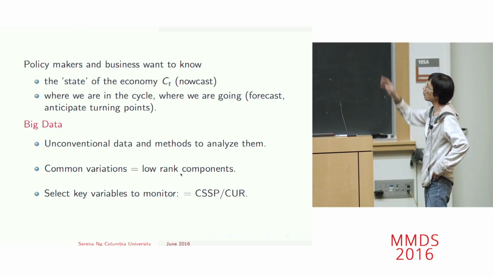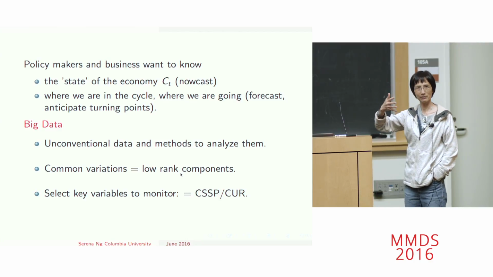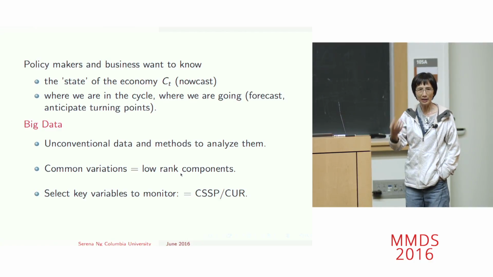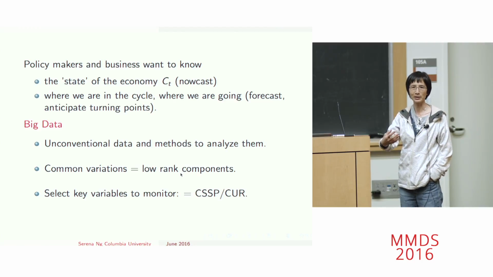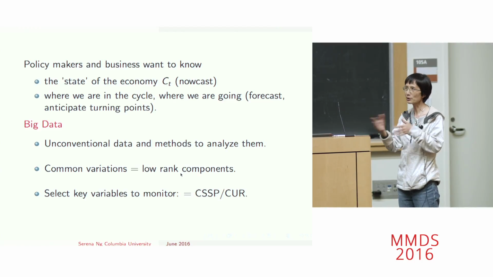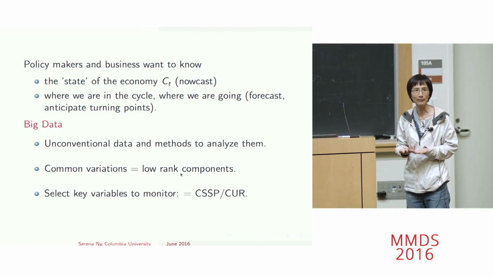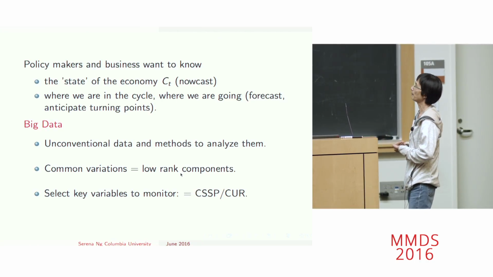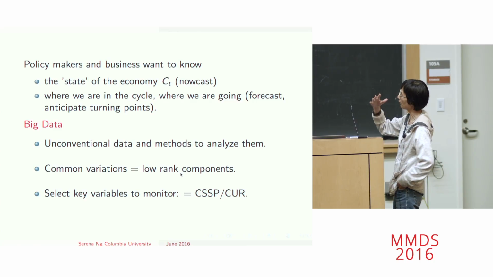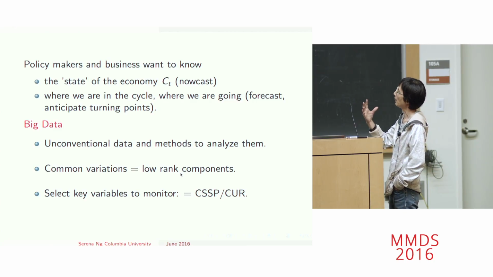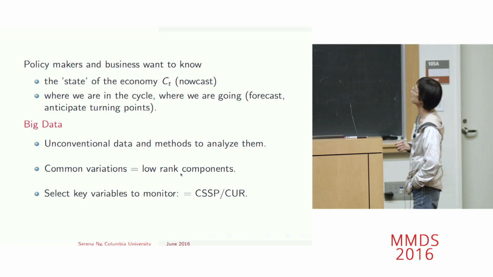Why do I think this? You might be interested in this because the definition of the business cycle is co-movements. Co-movements means all the variables move together. In your terminology, these would be the low-rank components. I'm looking for low-rank components, because a group of variables have variations like this.